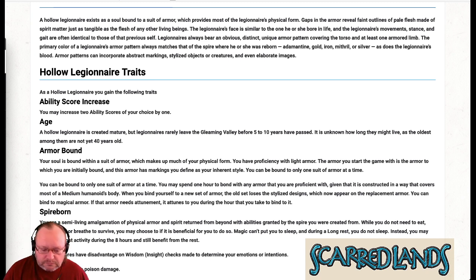So yeah, those are basically the similarities. They're both constructs, and they both have personalized embroidery. Other than that, they're very different creatures.